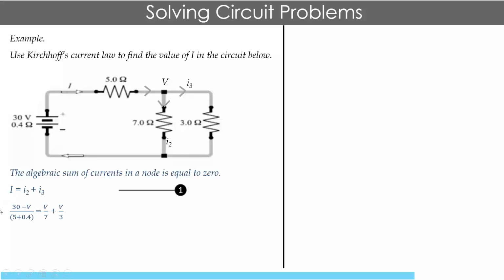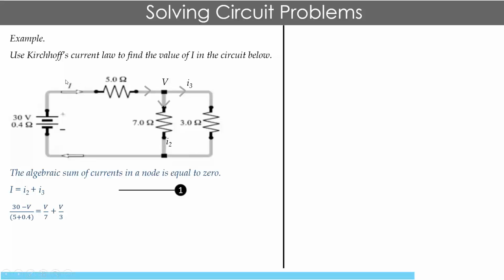So I'm going to explain how I came about this equation. Now, I talked about voltage drop. Voltage drop applies when we have series. So the voltage drop from this battery to this node is given by 30 minus V. Remember, we're trying to resolve. We've said that I is equal to I2 plus I3.